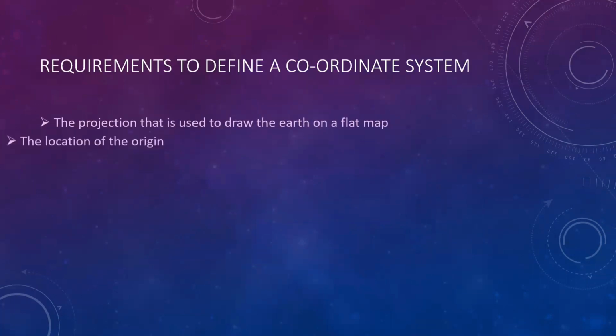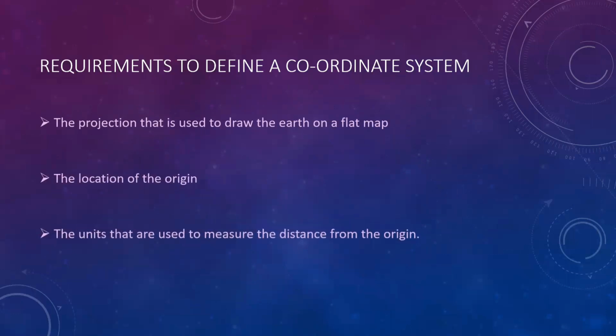Here we can see the requirements to define a coordinate system: the projection that is used to draw the Earth on a flat map, the location of the origin, and the units that are used to measure the distance from the origin.